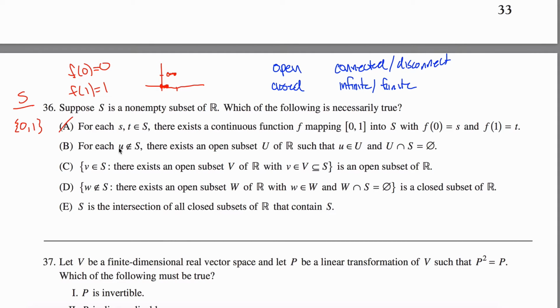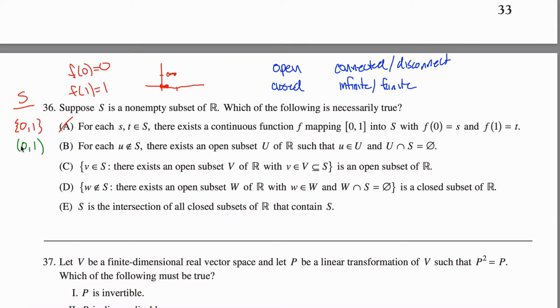B: for each element not in my set, there exists an open subset containing that element, that's not in my set, such that the intersection of my set and this open subset is empty. Okay, that's a lot to wrap your head around. When you see this idea of elements not in sets, often your set being open or closed will be enough to come up with a counterexample. In this case, I think any open set will do.